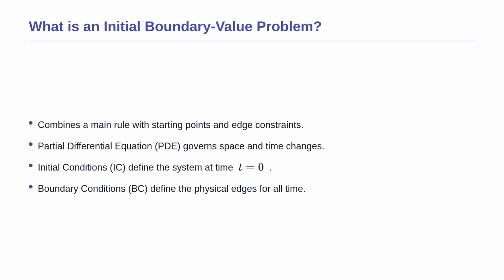To find the one unique solution that matches our reality, we must provide initial conditions, which take a snapshot of the system at time 0, and boundary conditions, which tell us what happens at the physical edges forever.